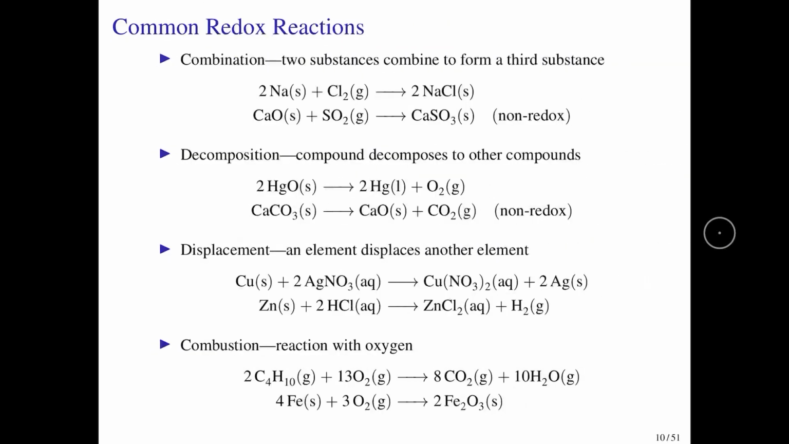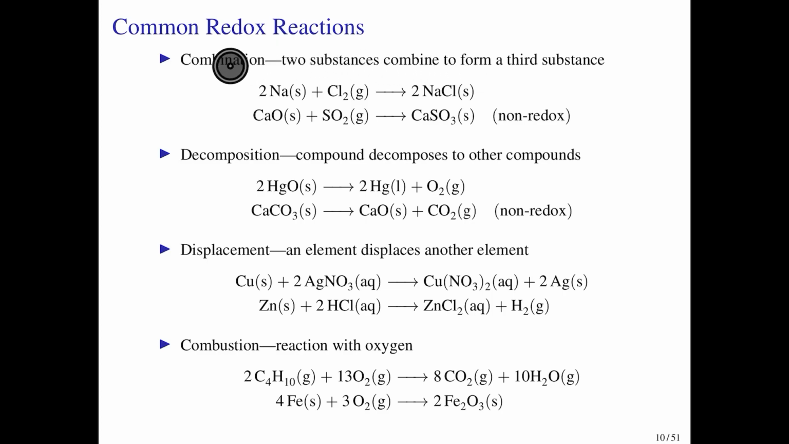In this slide, I'm presenting different types of reactions that you'll encounter in chemistry, and I'm showing you both redox versions of those reactions as well as non-redox versions. We'll start with the first one here, the combination reaction. This is a type of reaction in chemistry where multiple things come together to form one thing. Sometimes combination reactions are redox reactions, other times they are not. In this first example, you've got sodium metal combining with chlorine gas to form sodium chloride.